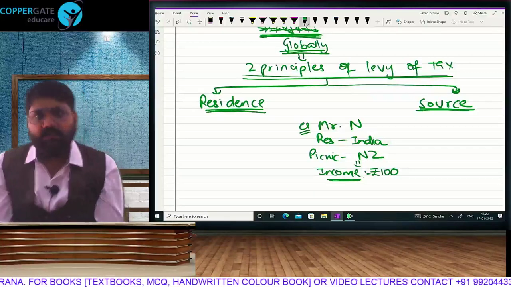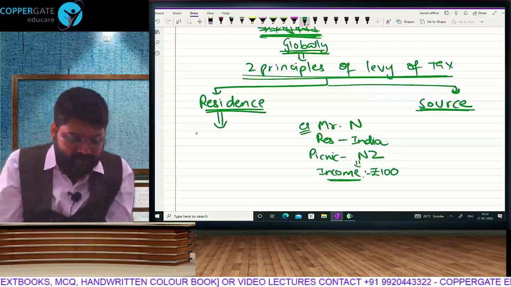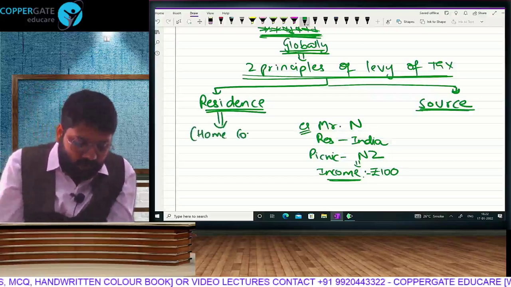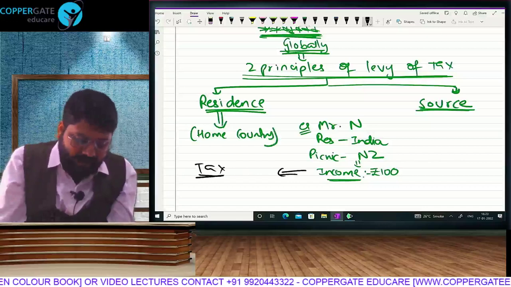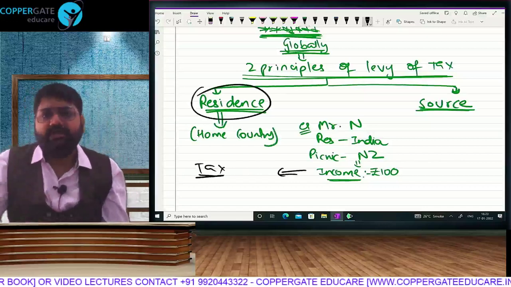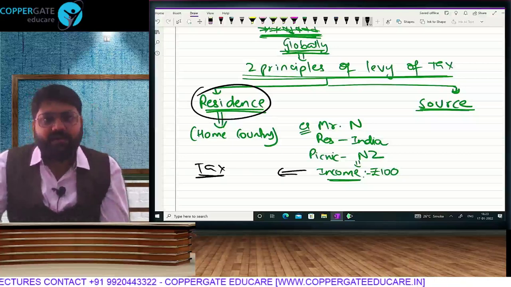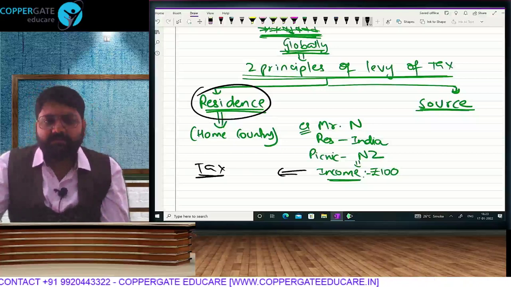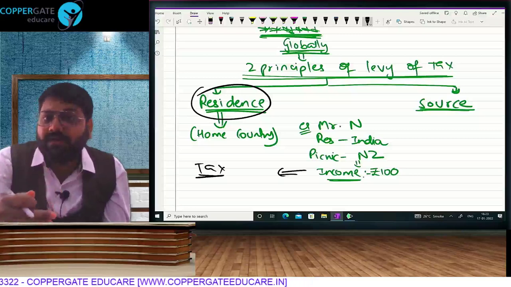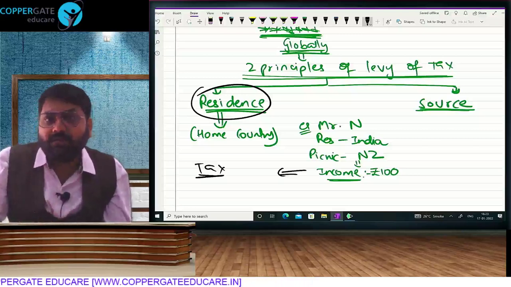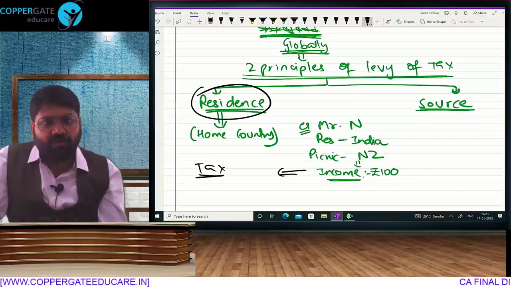So, what will happen? This country, your country of residence, that means we call it your home country, is going to take tax on this income, and that is called the principle of residence. The home country is going to take tax on this income. India is your home country, no? Where have you earned the income? New Zealand. But India will still take tax because we are your home country.